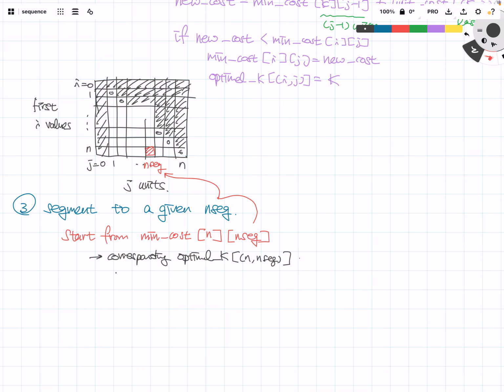So this is the optimal length of j minus 1 units. Actually, n segment minus 1. So we can move on. The previous column, j, like this.